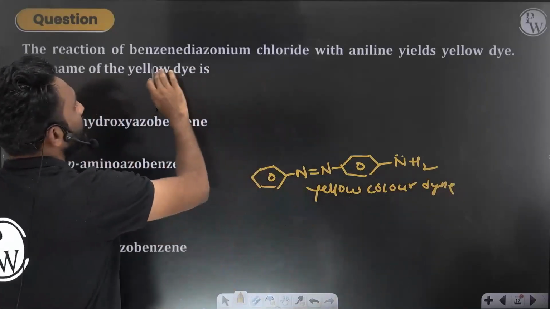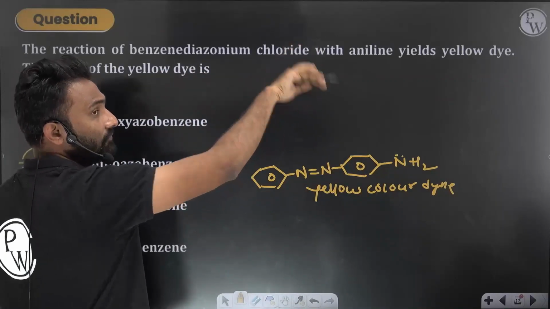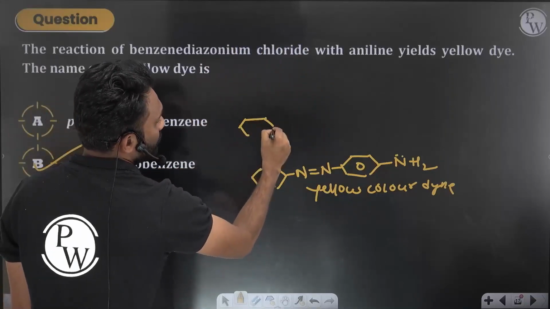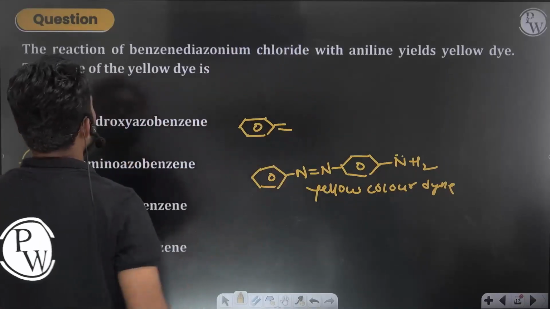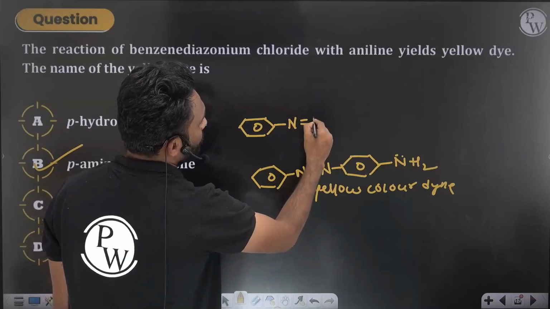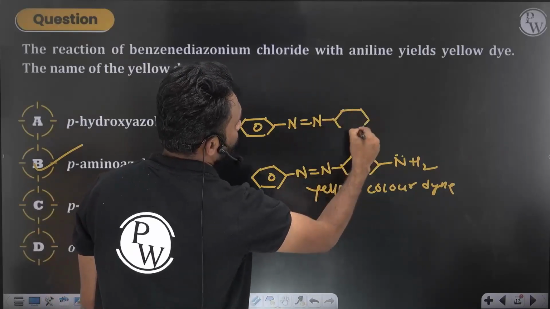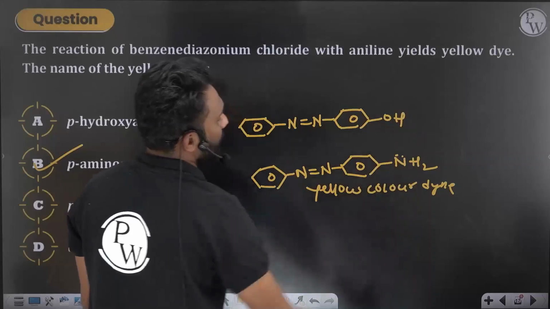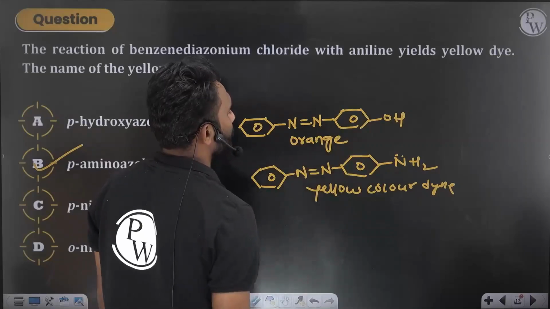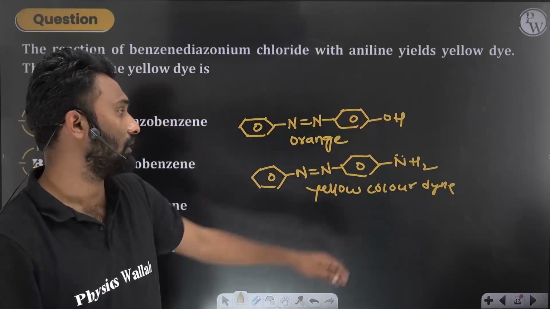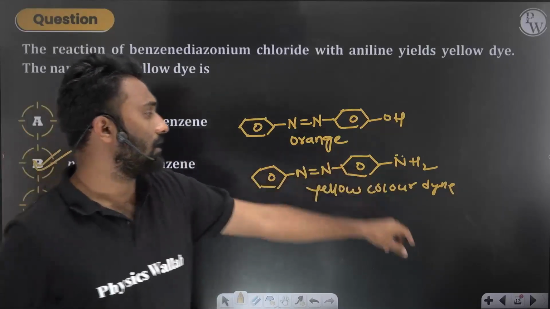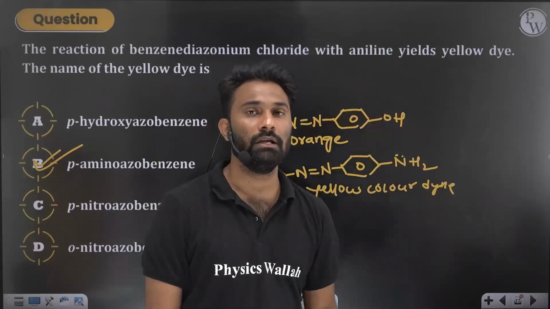If this benzene diazonium salt is reacted with phenol, it will give the orange color dye. This is para hydroxyazobenzene, an orange color dye. This is the yellow color dye. But as for this question, the answer is para amino azobenzene. This is a coupling reaction.